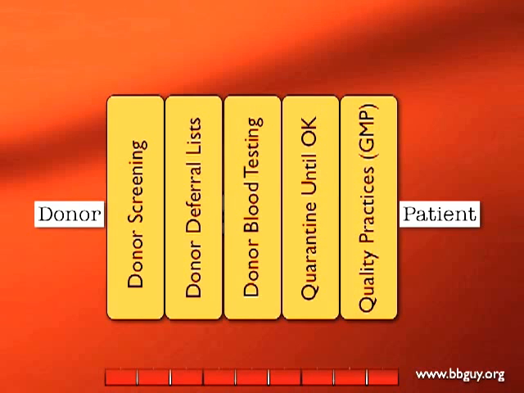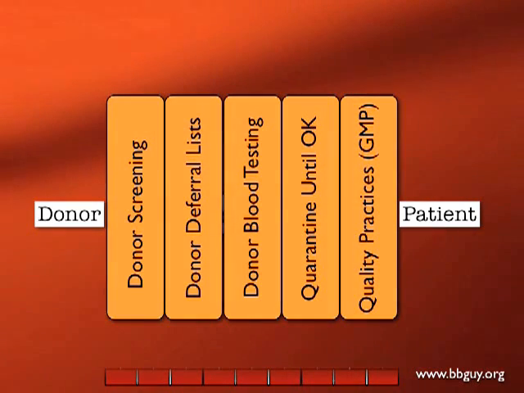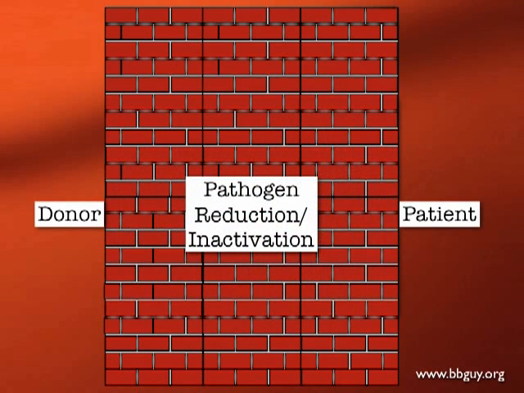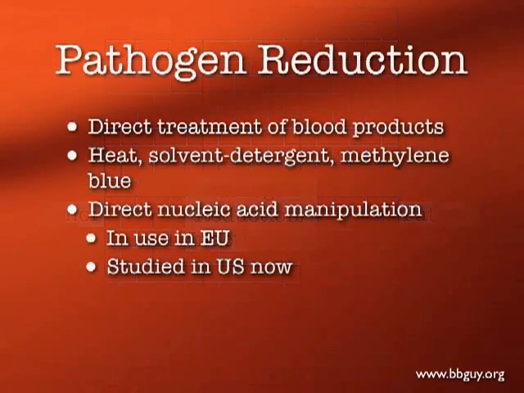Now, as you can see from our examples, sometimes these things don't work, and it brings us to what is kind of the next step. This is not yet available in the United States, but the big wall that comes between the donor and the patient, we're hoping will be pathogen reduction or pathogen inactivation. Pathogen reduction is fairly simple in concept, but it is proving a little bit more difficult in terms of getting it approved in the United States.